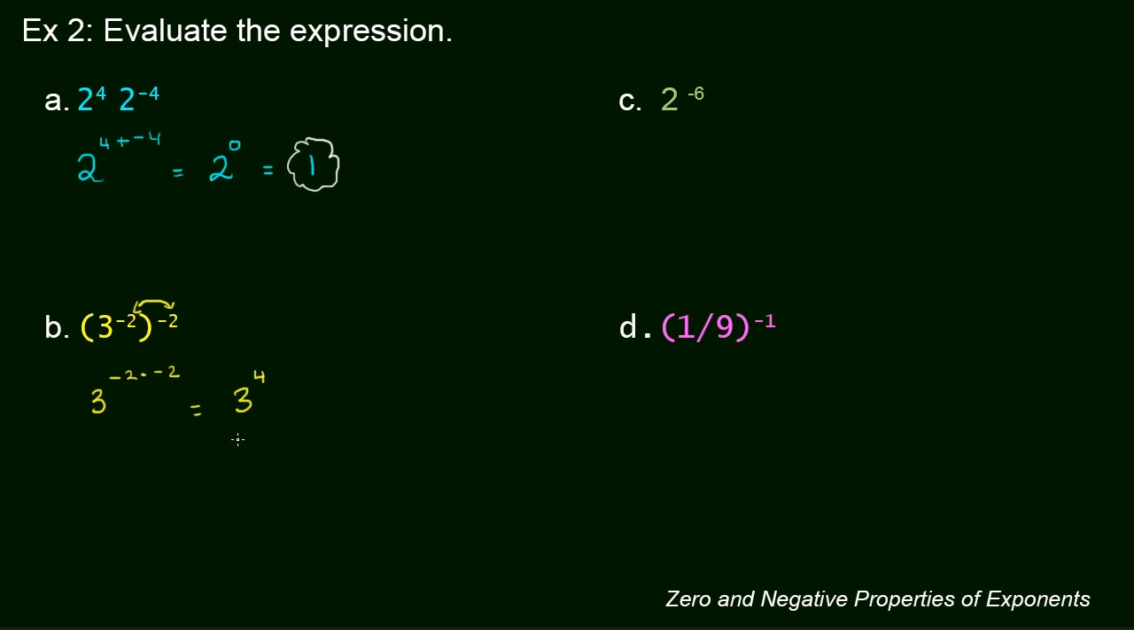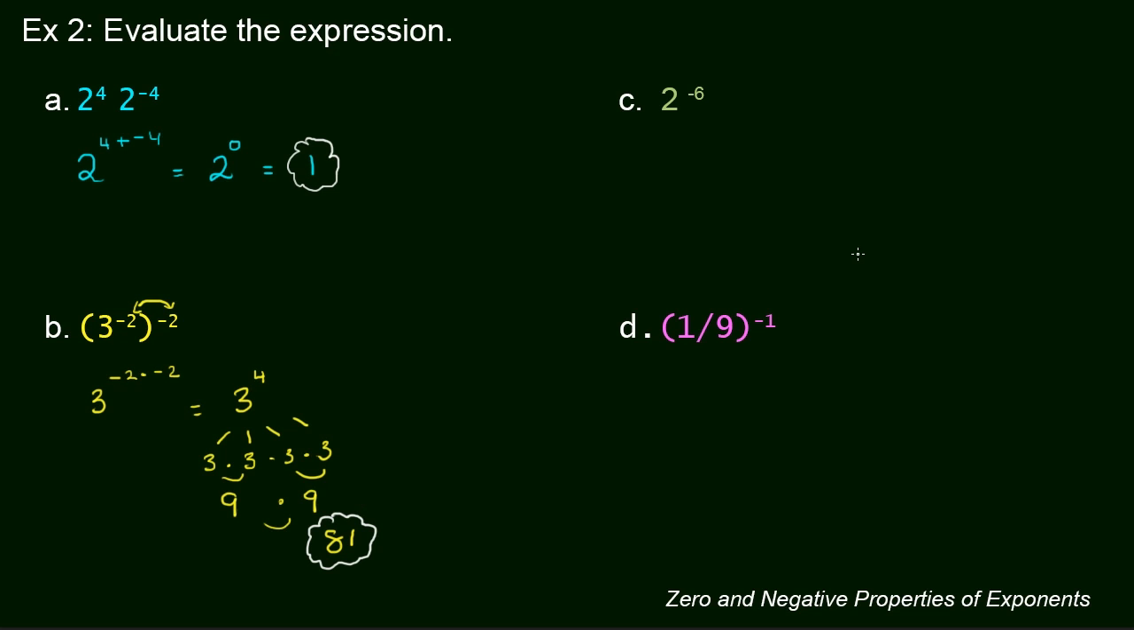I can go ahead and evaluate this. I know that 3 to the power of 4 is 3 times 3 times 3 times 3. 3 times 3 is 9. 3 times 3 is 9. 9 times 9 is 81.